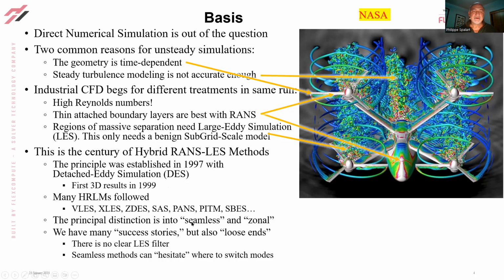The principal distinction in these hybrid methods is between seamless and zonal methods. I prefer seamless when you have this complex of flow, a zonal method in which the user would pick, you know, X, Y, and Z regions to use RANS and to use LES. I don't think that's practical. Hybrid methods have what I call success stories that I'll show, but also some loose ends. From a theoretical point of view, we don't have a filter that we're really using. And the other one that people struggle with is that the seamless methods will switch from RANS to LES on their own, and sometimes they hesitate.